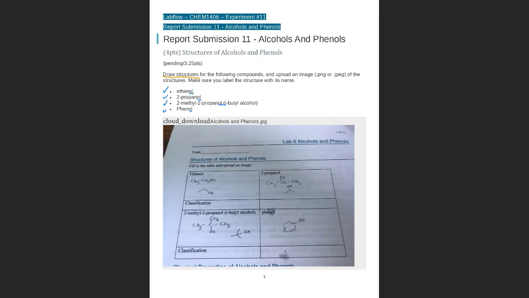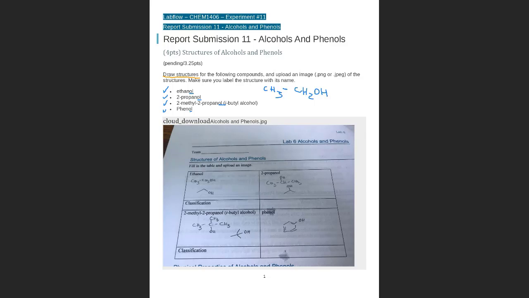Now, ethanol, you already know that the ethyl group has 2 carbons. So the structure of ethanol will be just 2 carbons, CH3, CH2, OH. That is the structure of ethanol. Let's look at 2-propanol.